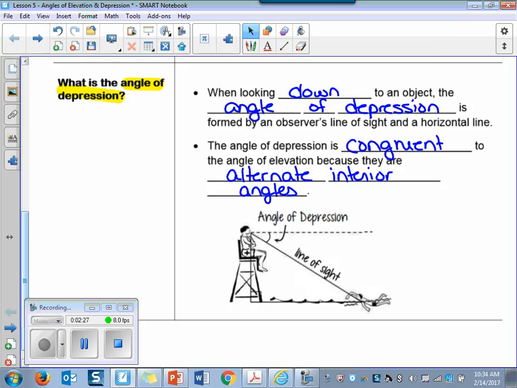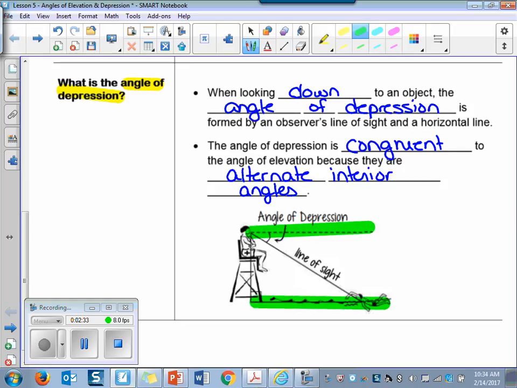Let's look at this here. Horizontal line, horizontal line. By definition, all horizontal lines are parallel to each other. There's my transversal, transversal to parallel, transversal to parallel. My angle of depression up here is the same as my angle of elevation down here. Pretty cool that Unit 3 comes into play, don't you think?